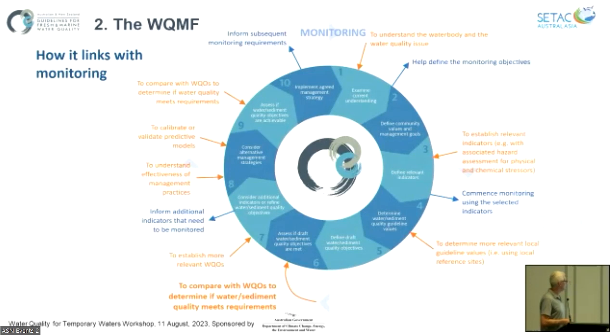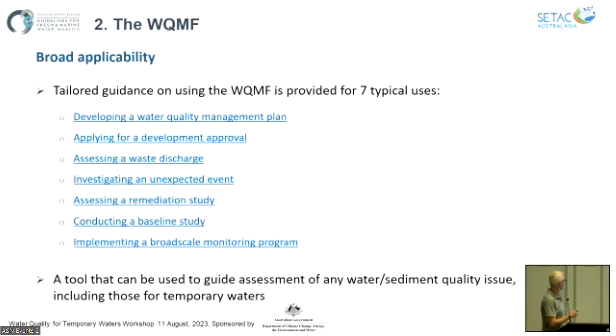you're working out whether you need additional indicators, or that then obviously feeds in and informs your monitoring program. And at step 8, if you're considering alternative management strategies, you're undertaking monitoring to assess the effectiveness of those management strategies. So you can see, hopefully this slide gives a good visual of what that interaction between the framework and the actual monitoring programs is. You get kind of in and out.